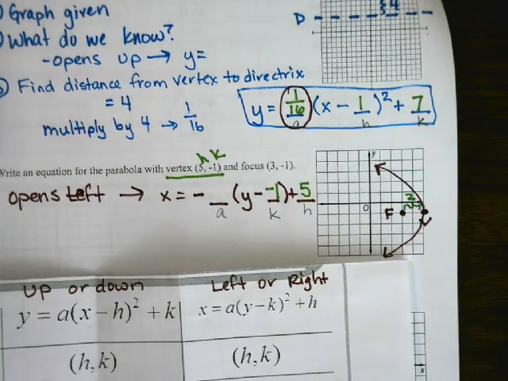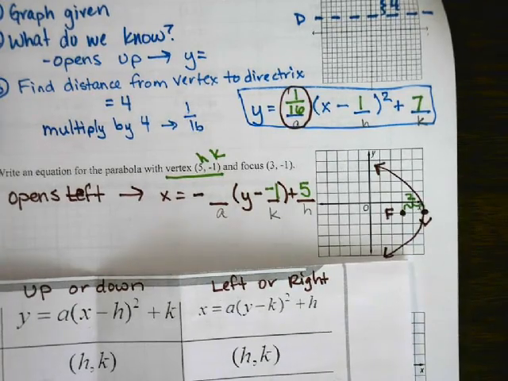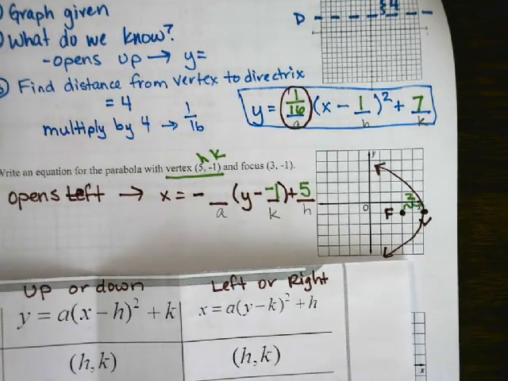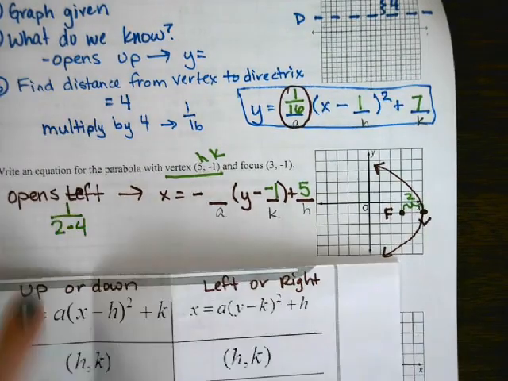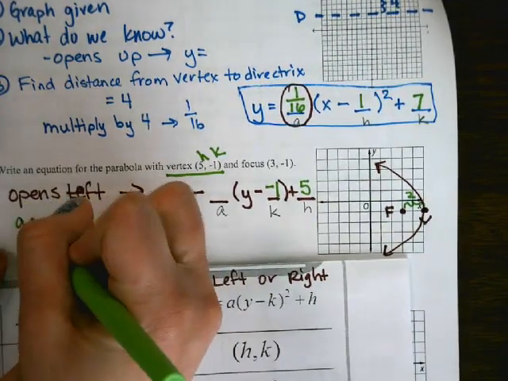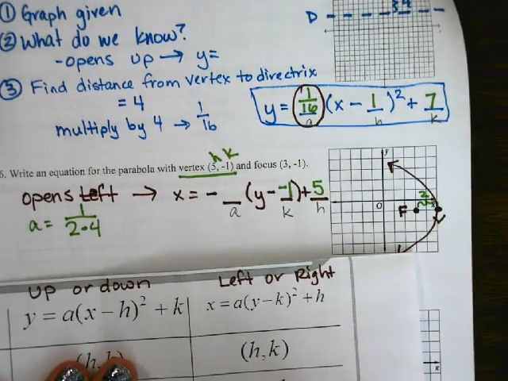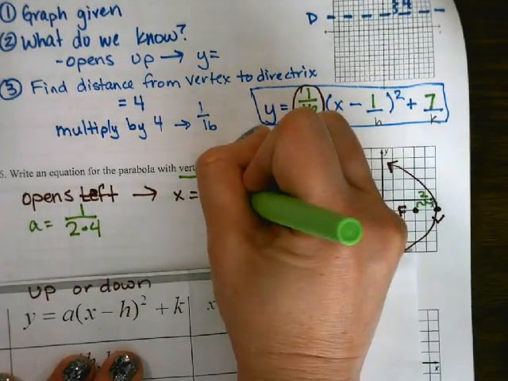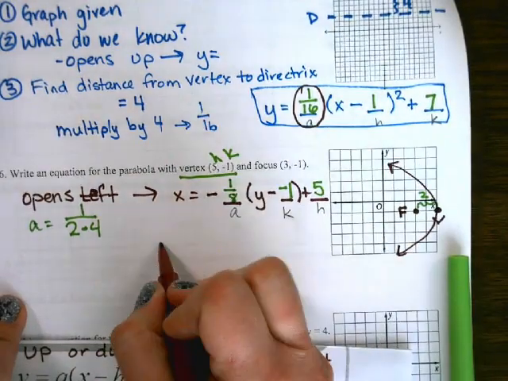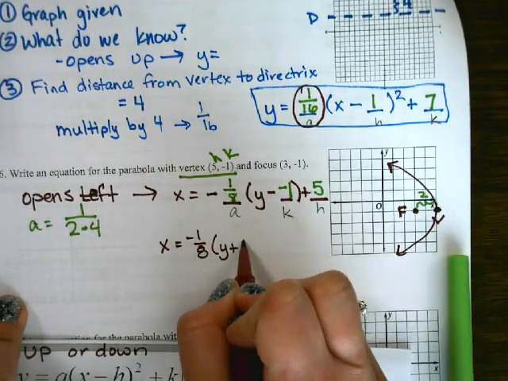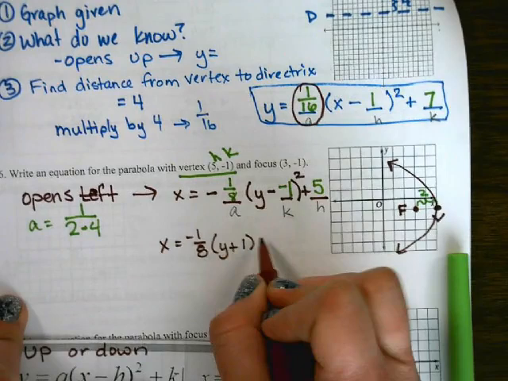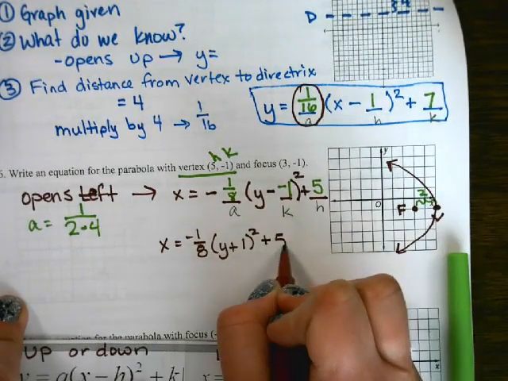I did. Darn it, I messed up. 2. Multiply it by 4. Put it under 1. So this guy is x equals -1/8. I'm just going to clean them up. y plus 1, ooh, I forgot the square, squared, plus 5.